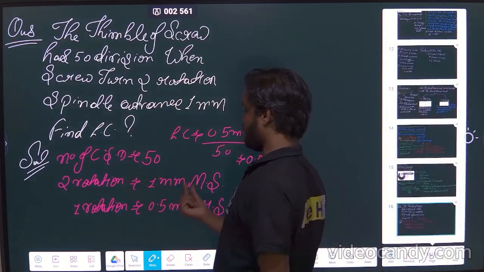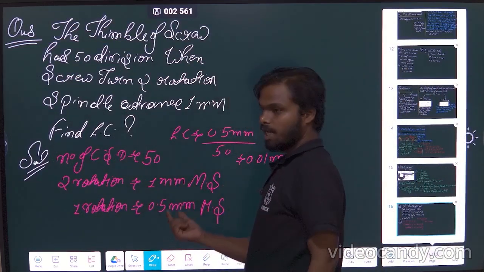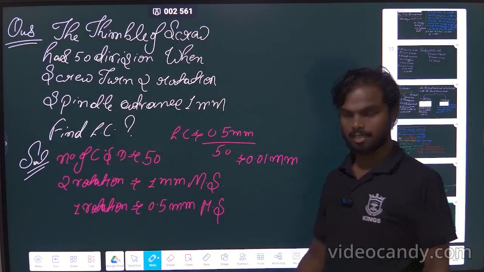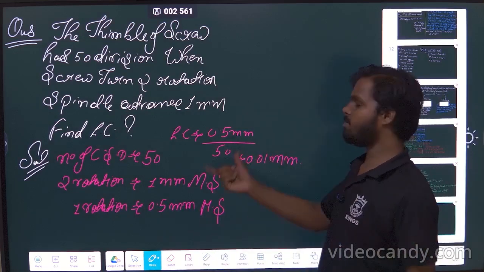That 2 rotation is equal to 1. So 1 rotation will be this much, and that is my pitch only. Okay, that is my pitch only. So from here I will get my least count.